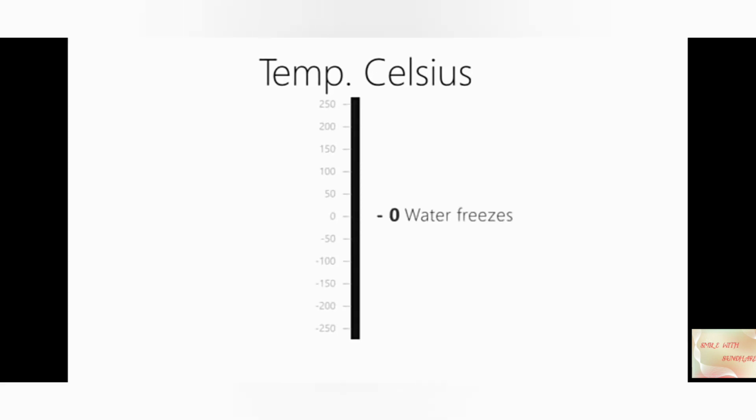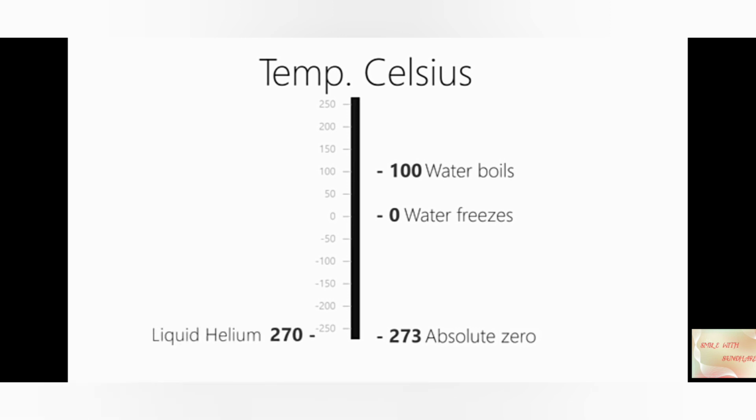Here, on this temperature scale, we have Celsius, and at 0, of course, water freezes, and at 100 degrees Celsius, water boils. At negative 273, we have absolute zero, and a little warmer is liquid helium, but it's still extremely cold. To put things into perspective, here is liquid nitrogen. It's negative 195 degrees Celsius.